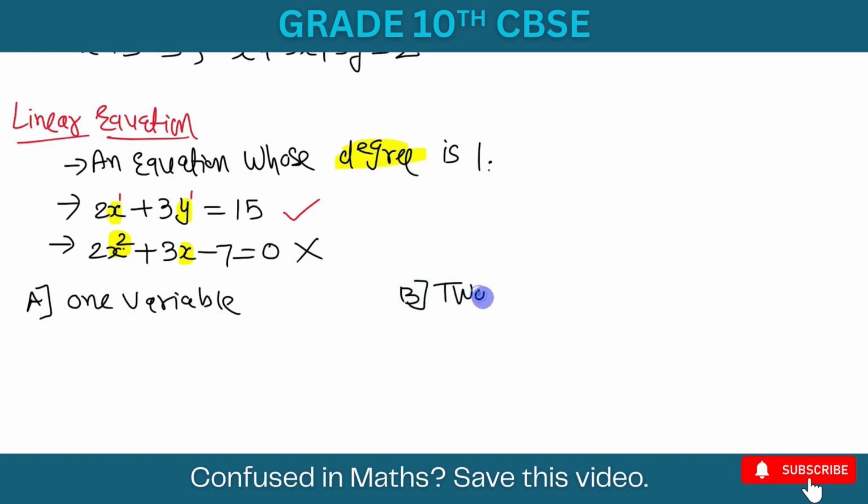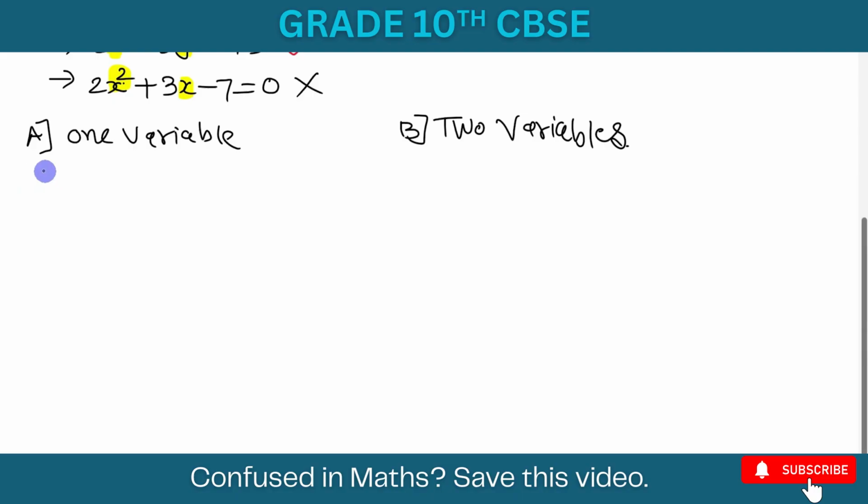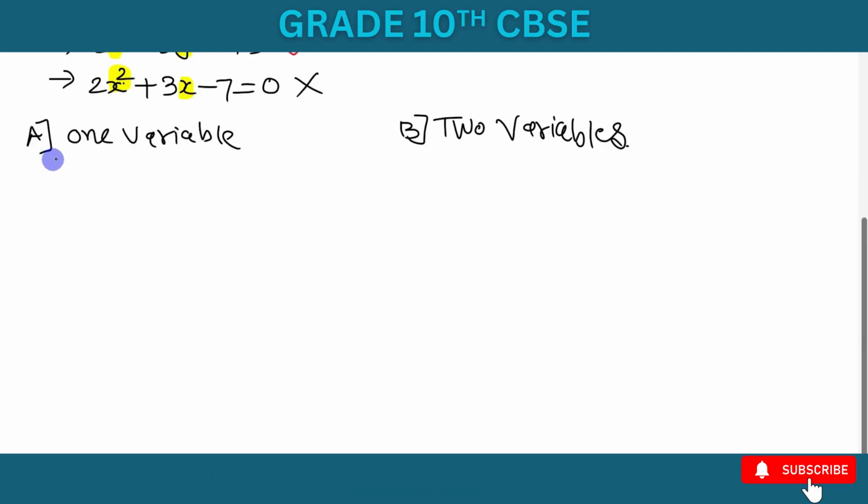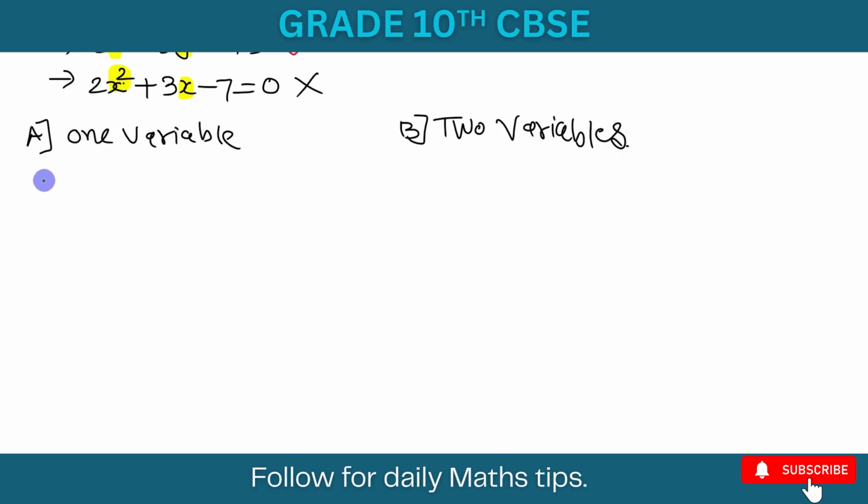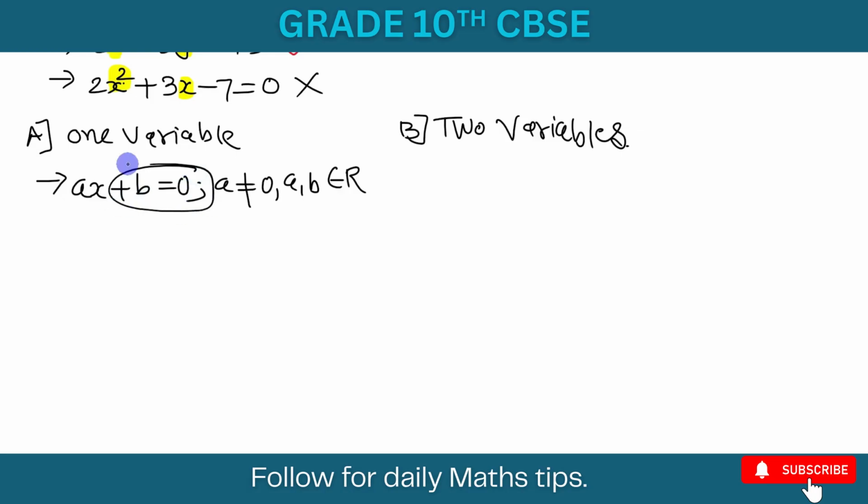In these again two categories are there. First is linear equation in one variable, and second is linear equation in two variables. You can understand from the name only, linear equation in one variable means only one variable will be there. And the standard form, or you can say the general form, of linear equation in one variable is ax plus b is equal to 0, where a cannot be 0 and a, b belong to real numbers. So a cannot be 0.